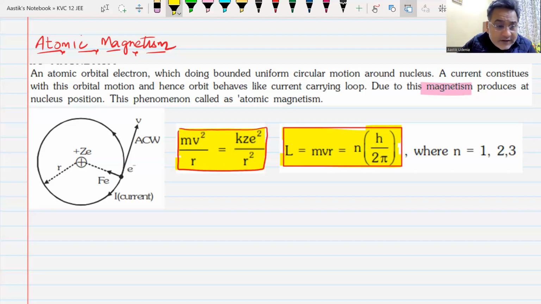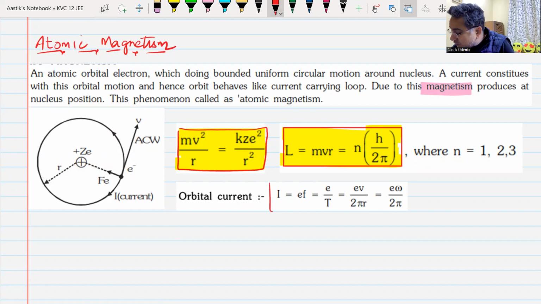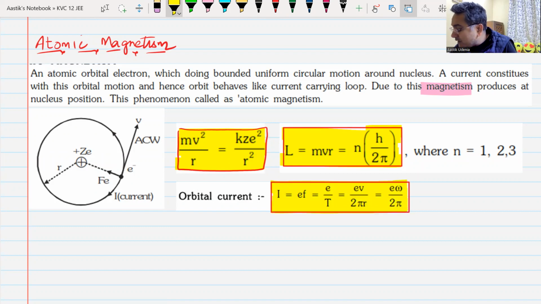Okay. Now, moving ahead, since I'll give you time to write, first listen to me, then I'll give you the time to write. Now, since this electron is moving in a circular orbit, you can find out the current, and we have already done this. This current will be Q divided by the time period, charge is e divided by the time period, omega divided by 2 pi. So you can have all these answers for the orbital current. We have already done this. Yes or no?